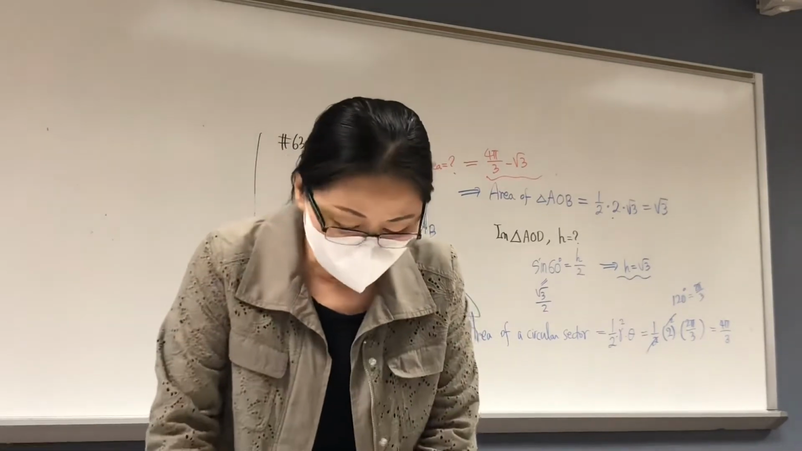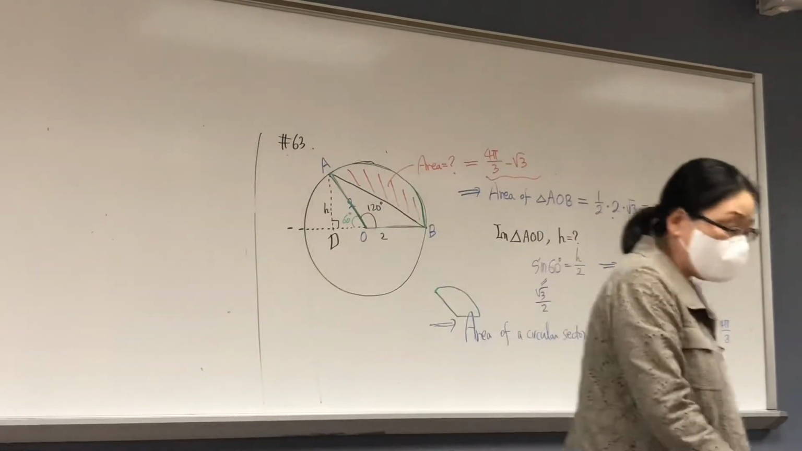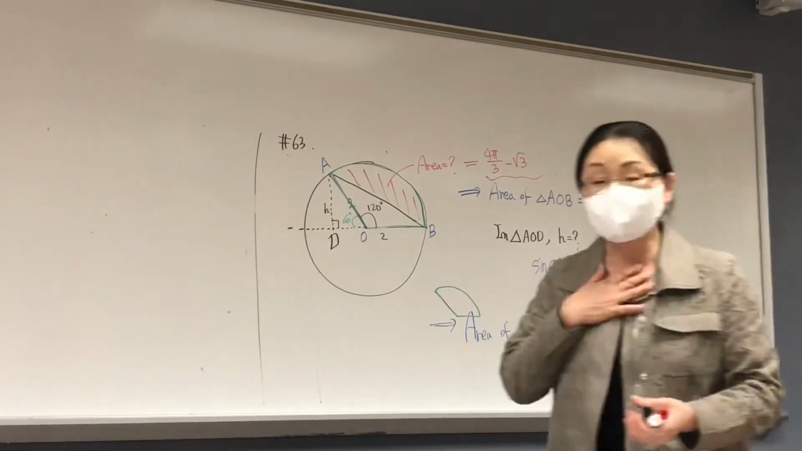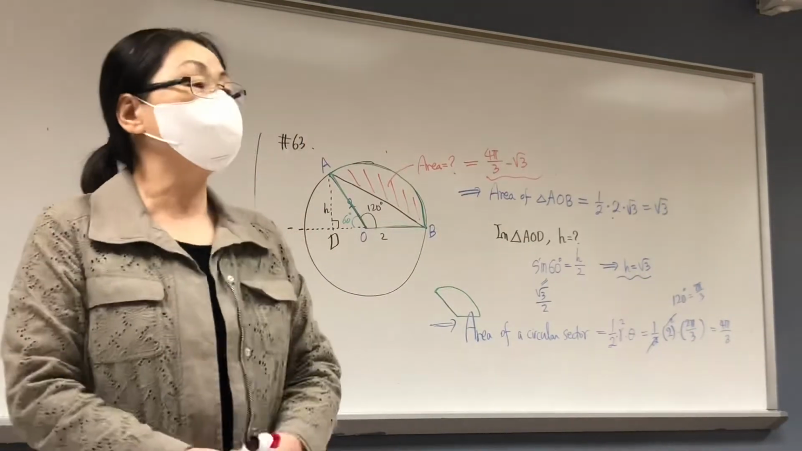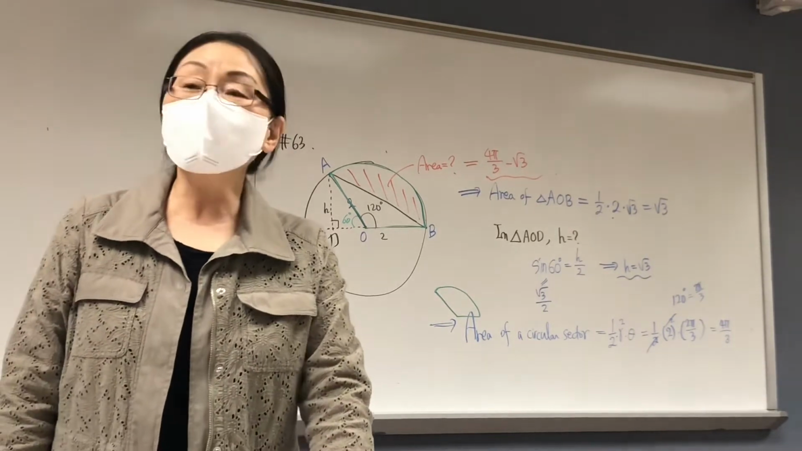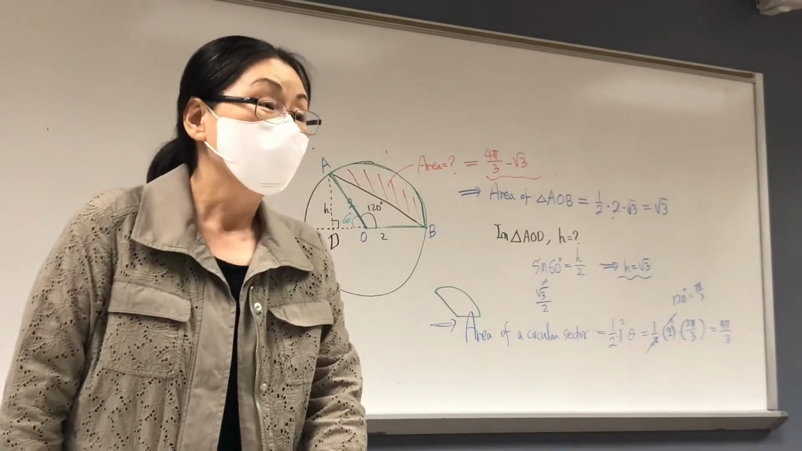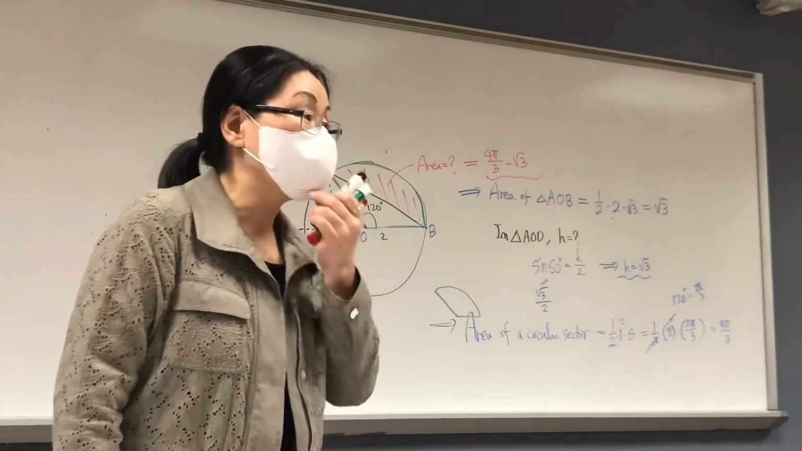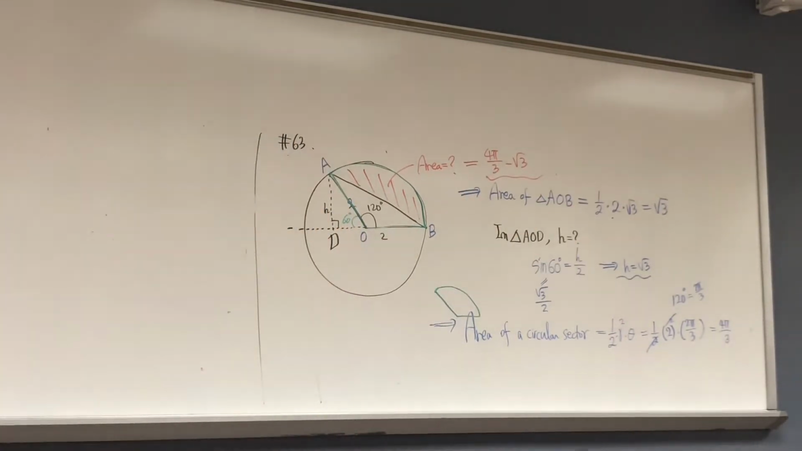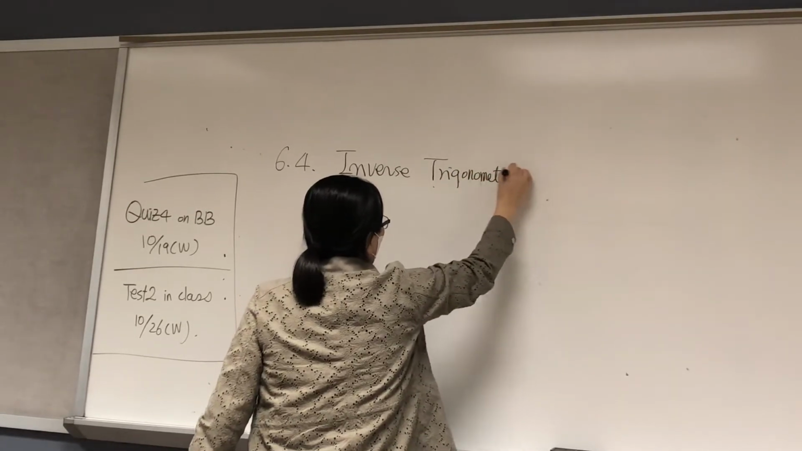And then let's move on to section 6.4. Remember that even though it is not in the syllabus, I covered section 5.5. The reason is here. 6.4, what's the title? Inverse trigonometric functions. If you don't know 5.5, then you won't understand 6.4. That's the reason we should cover 5.5. So 6.4, you have to understand the inverse trigonometric functions.